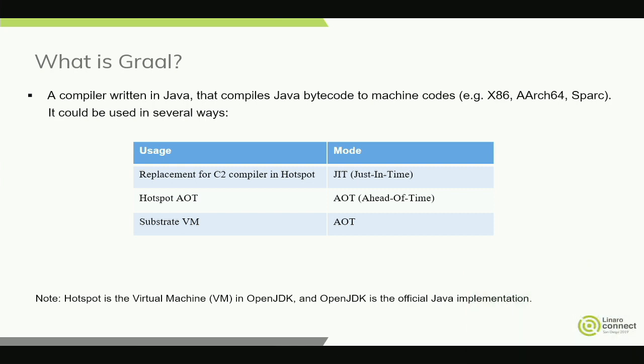The Graal compiler can be used as a JIT compiler. Also, it can be used as an AOT compiler. As a JIT compiler, it can be a replacement for the C2 compiler of HotSpot, and the C2 compiler is the server compiler in the OpenJDK HotSpot. And as an AOT compiler, Graal can also be used as a HotSpot AOT compiler. Also, it can be used as a Substrate VM. We usually call it a native image.